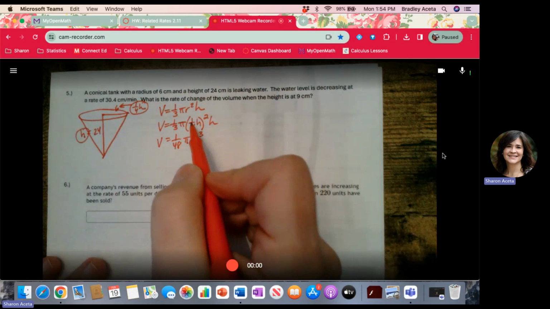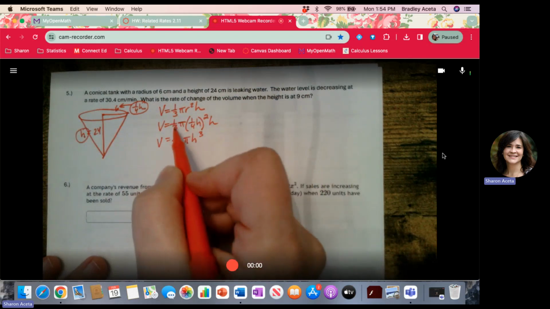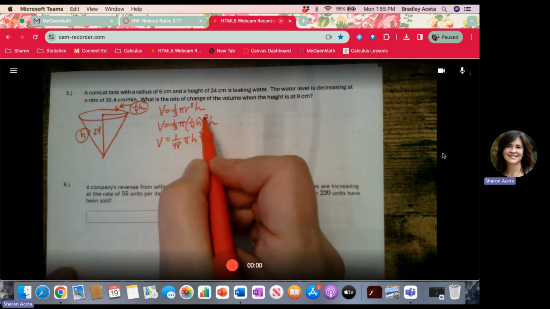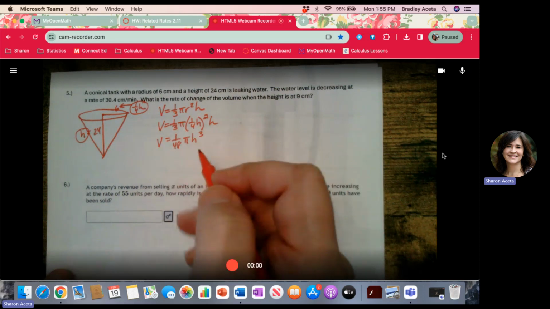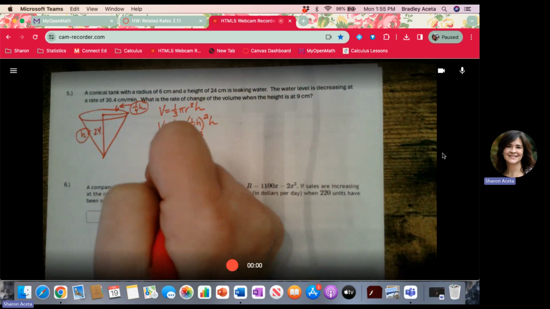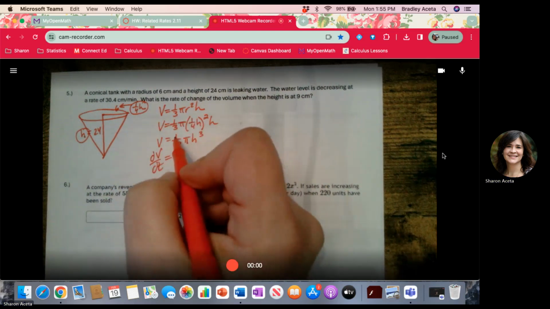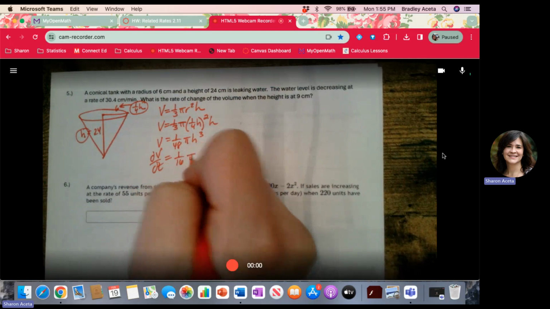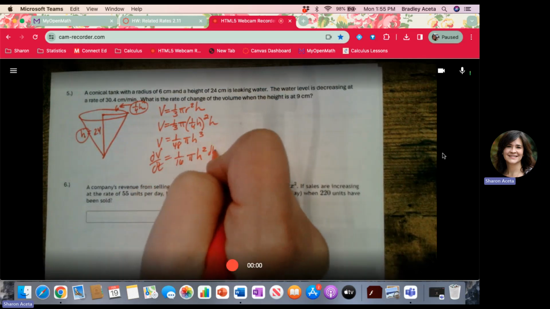Again, all I did was 1/4 times 1/4, which is 1/16. I'm allowed to do it with the 1/3, so that becomes 1/48. And then H squared times H is H cubed. And now we can take a derivative. dV/dt. 1/48 times 3 is 1/16 pi H squared dH/dt.